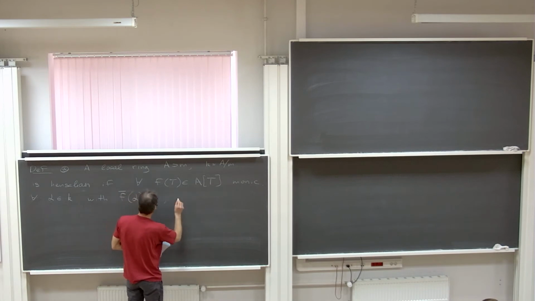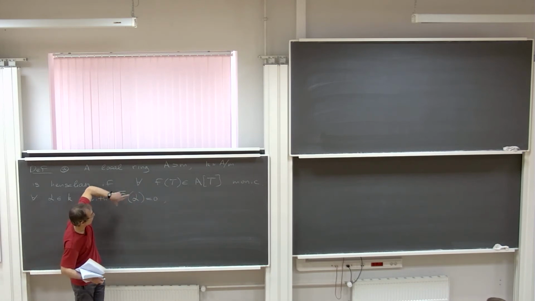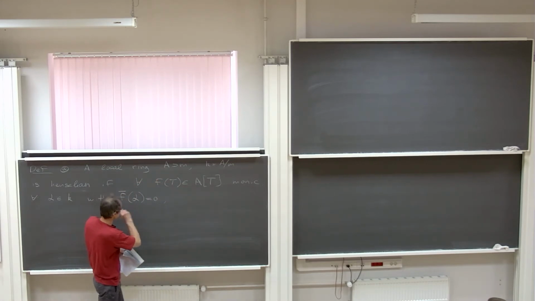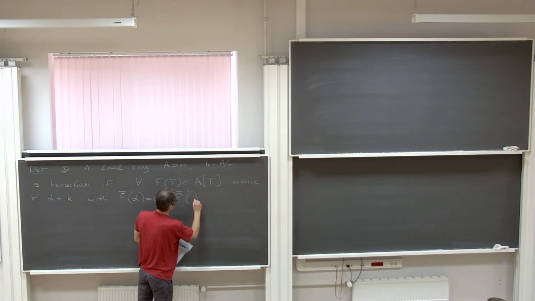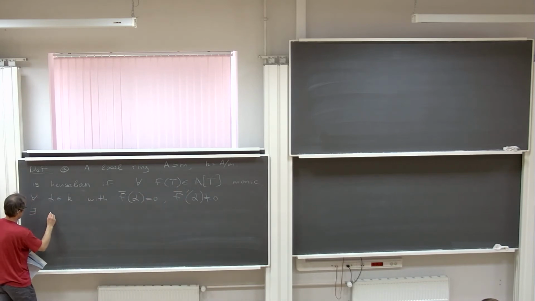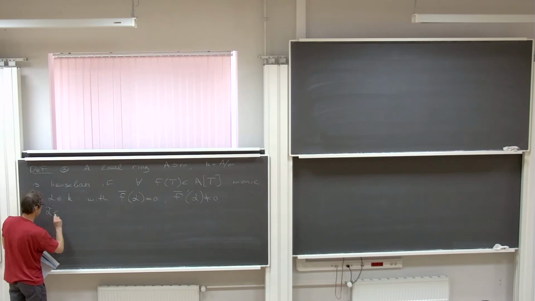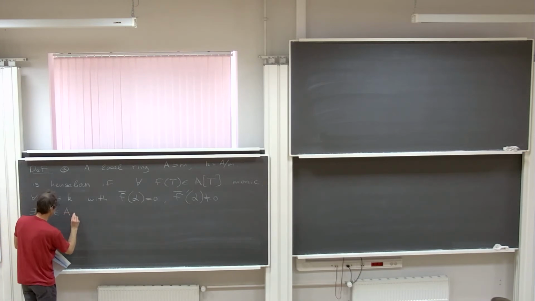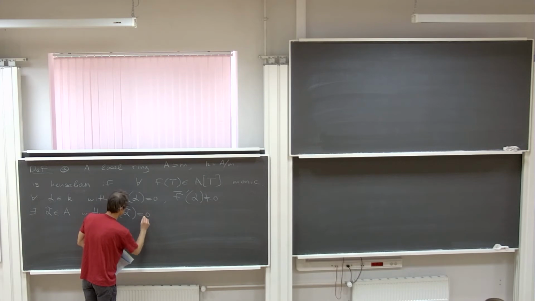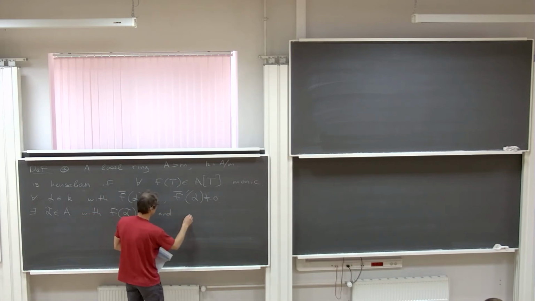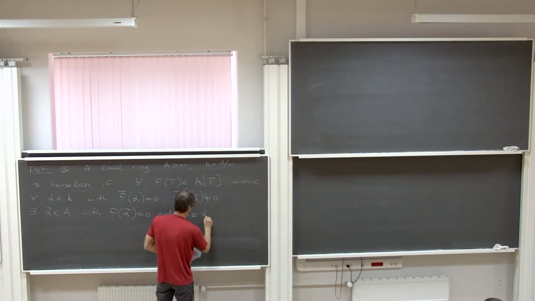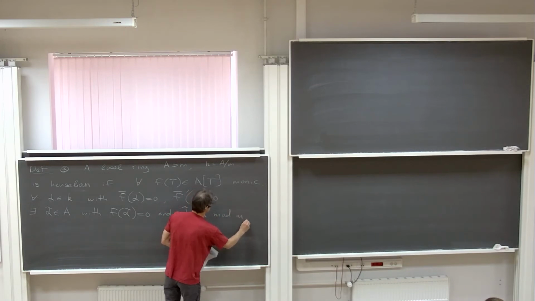So f bar stands for the image of this polynomial in K of T. And so for every alpha which is a simple zero, there exists alpha tilde in A with f of alpha tilde equal to 0 and alpha tilde bar equal to alpha mod m. Okay?